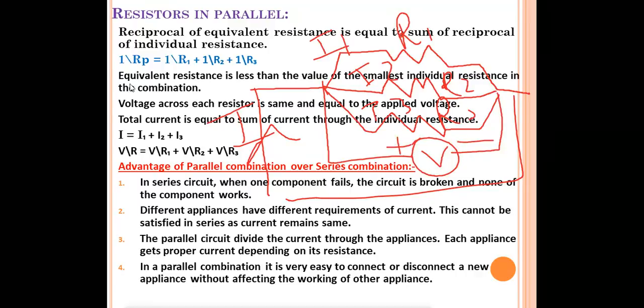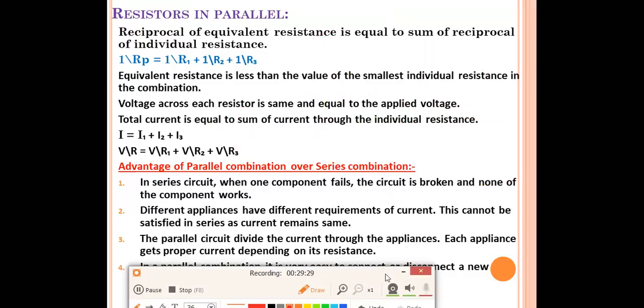So in series combination, what we have read is that current will be the same in all the resistors but voltage will be different. Just the opposite over here, we have to write that current will be different for all the resistors but voltage will be the same.